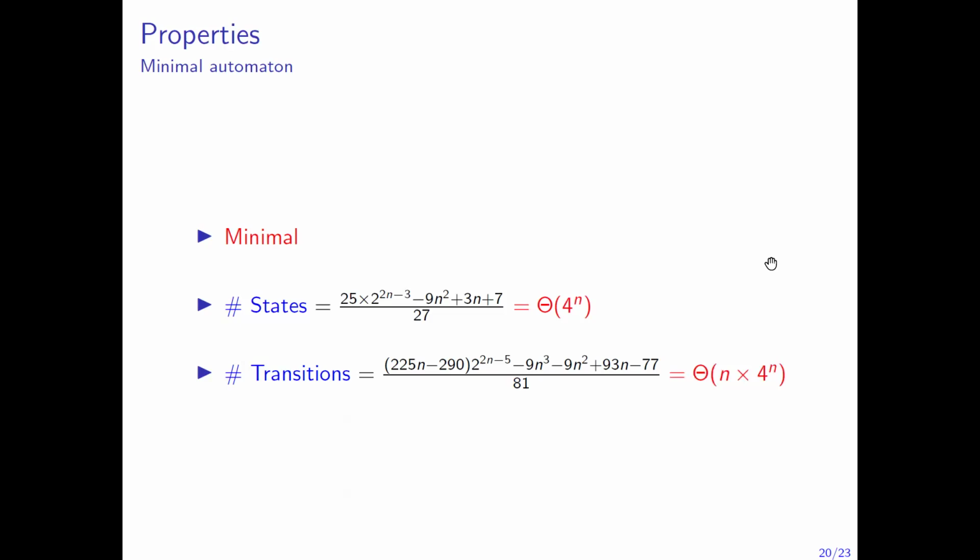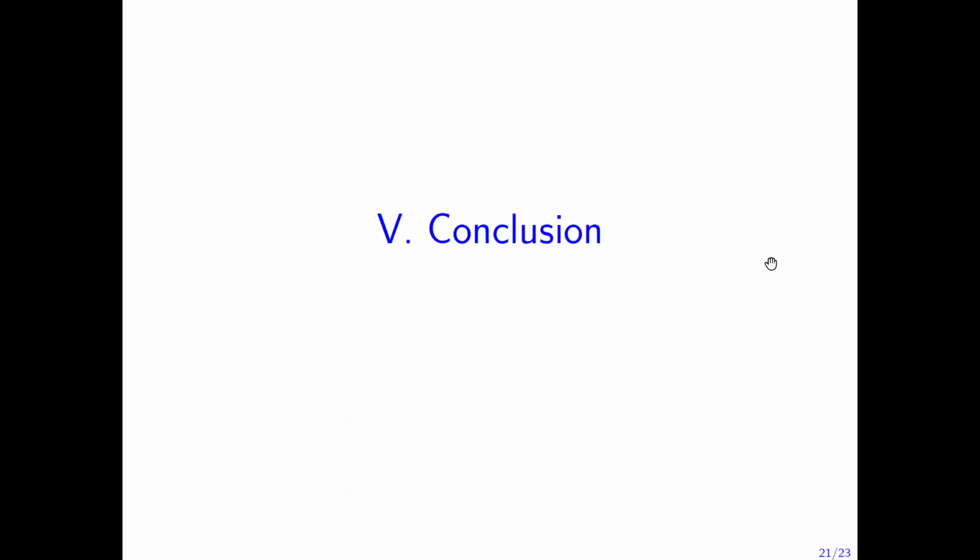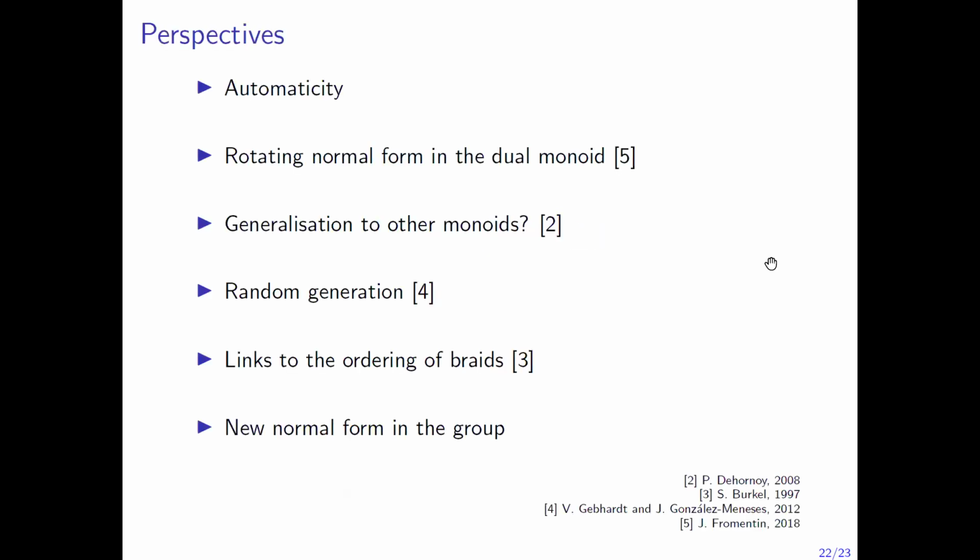So these are the 2 main things we've got, the characterization and the minimal automaton. So what can we do from now? There's a lot of things we can do afterward. First, I briefly mentioned the automaticity, and this is actually what I'm working on right now. This is reduction in progress.